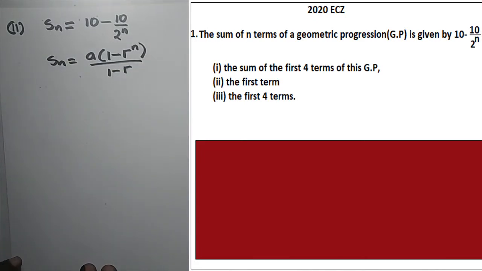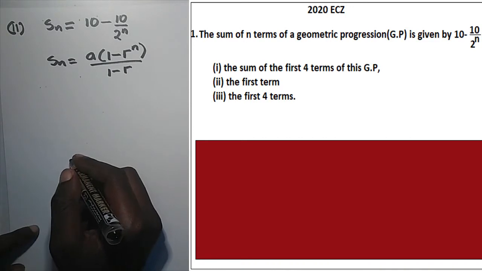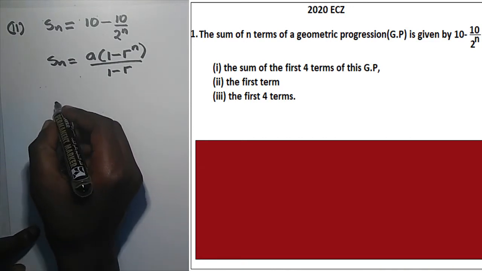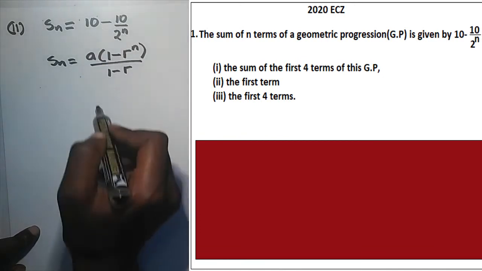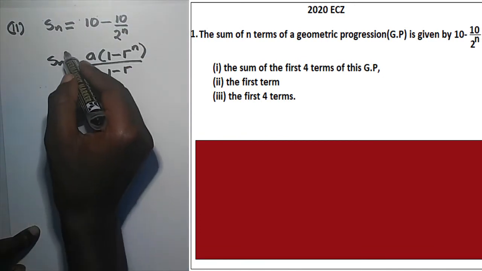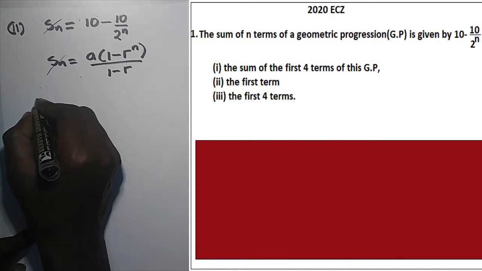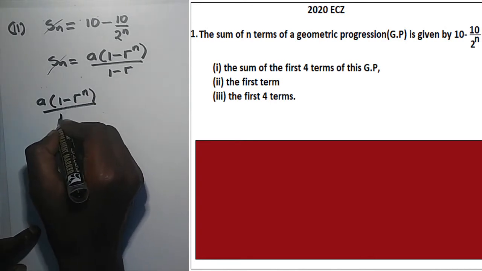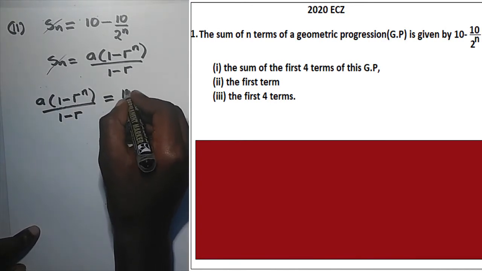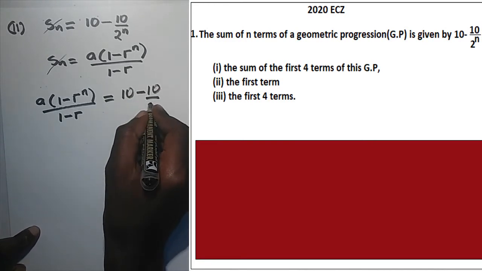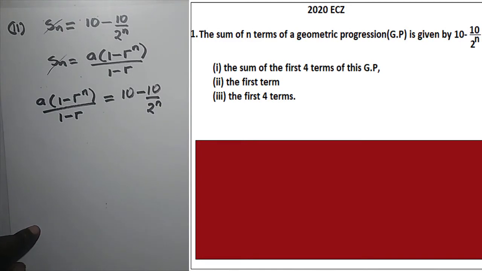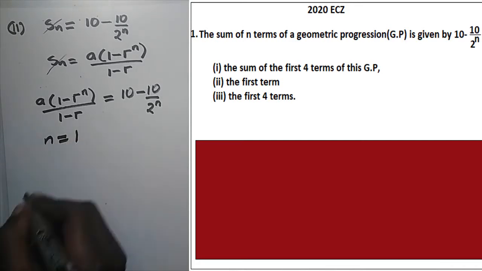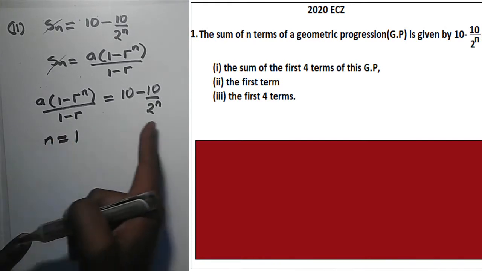So the way we are going to find the first term here is we are going to equate these two. So we are going to have a times 1 minus r to the power n over 1 minus r is equal to 10 minus 10 over 2 to the power n. Okay, so now that we have equated these two, the next step is to replace n with 1.